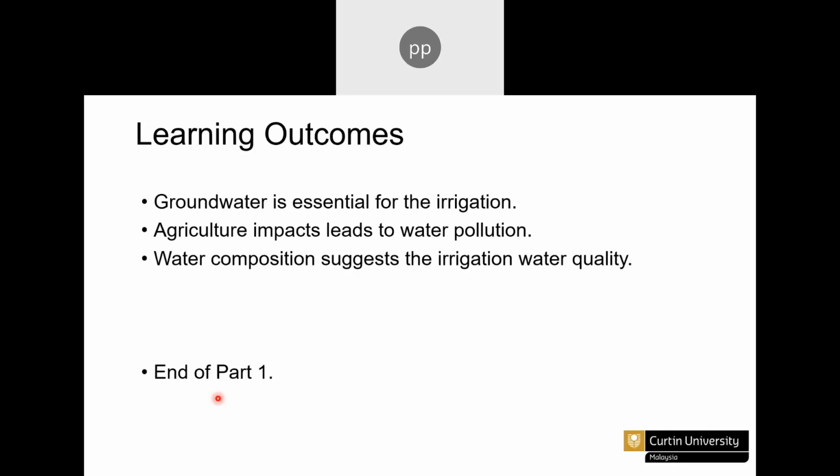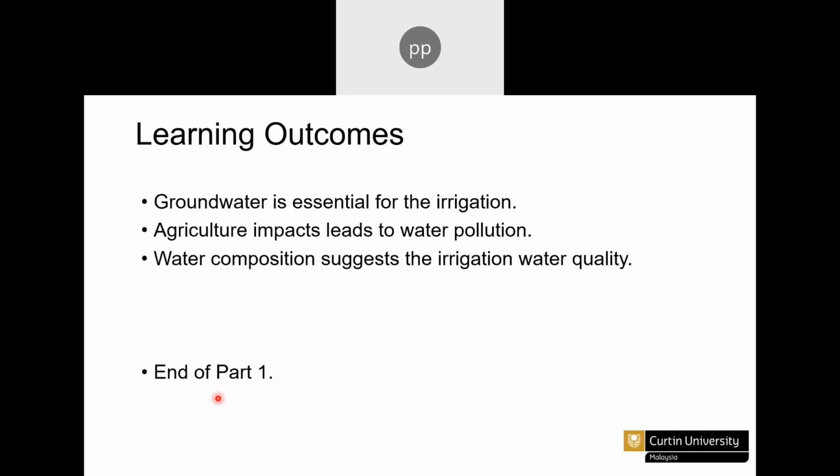The second point is that agriculture impacts lead to water pollution, and that's what I mentioned to you. On one hand, agriculture is so important, giving socio-economic growth for the country. But if you see the other side of the scenario, it will affect the water quality. Not only the water quality, it will also cause a decline in the water quantity as well.